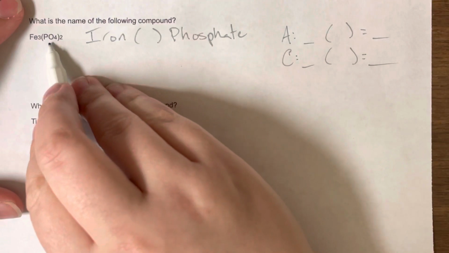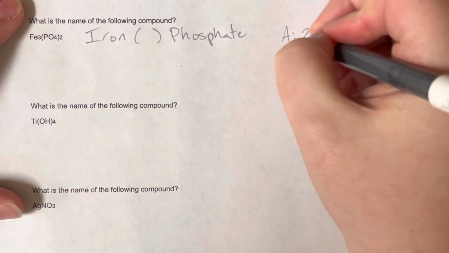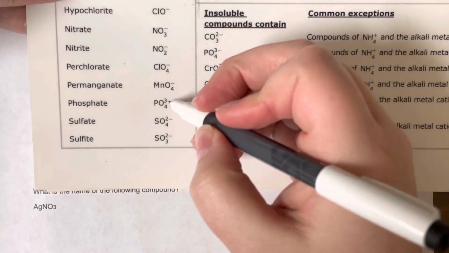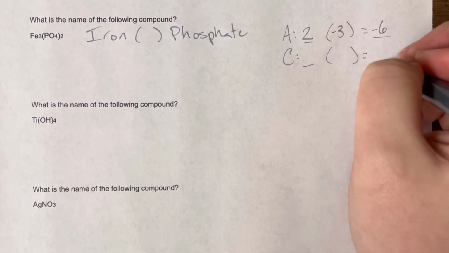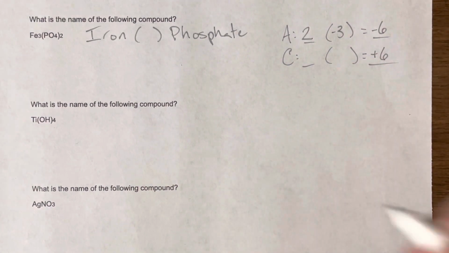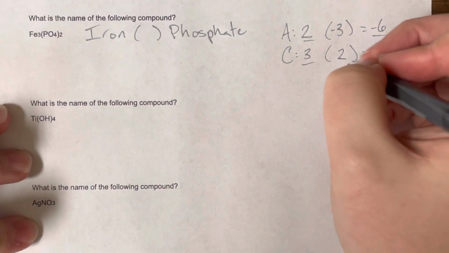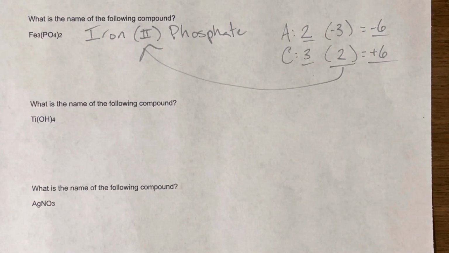My anion is phosphate, and the subscript for phosphate is the multiplier, so that would be 2. The 4 is definitionally who phosphate is. The 2 is how many phosphates I have, which is what I'm asking about for that subscript. So I have 2 phosphates. Phosphate definitionally has a charge of -3. So 2 times -3 is -6. Equal and opposite of -6 is +6. There are 3 irons. 3 times 2 is 6. Arabic to Roman. Iron(II) phosphate is the name of that compound.